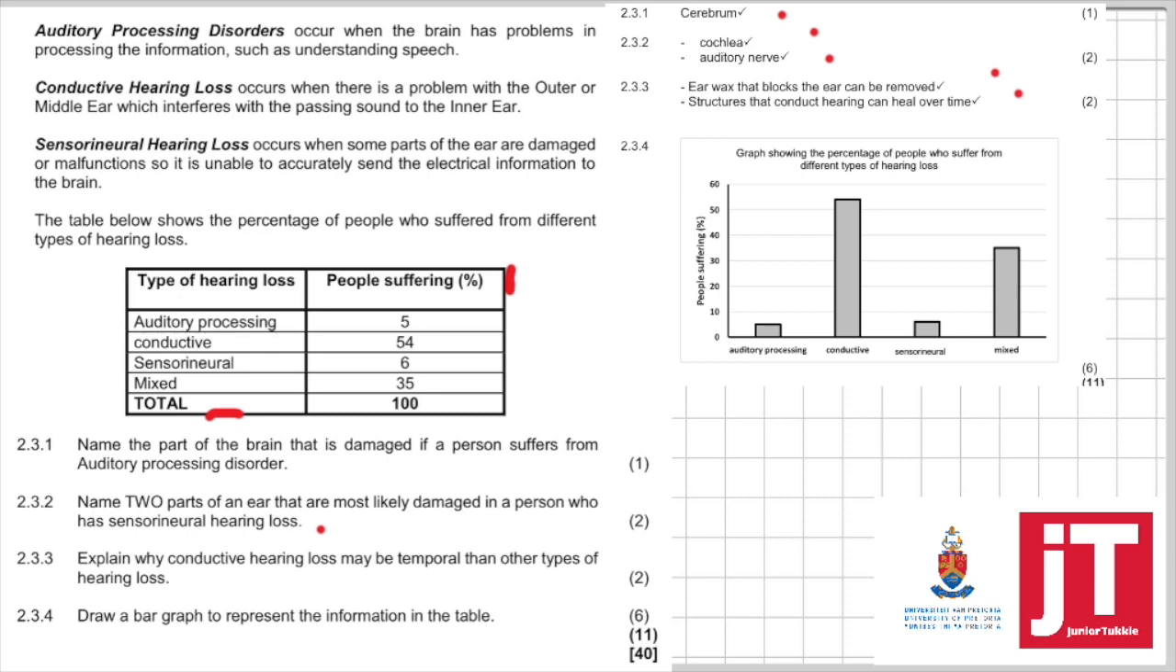Then 2.3.4. Draw a bar graph to represent the information in the table. So there you have a graph showing the percentage of people who suffer from the different types of hearing loss. You have the percentage of people suffering and the types of hearing loss. There are your bars. The spaces must be the same width, and the width of the bars must be the same. So remember, the width of the bars must be the same as well as the spaces.